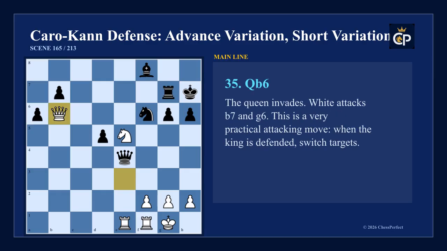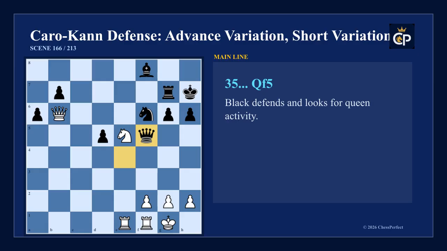Queen b6. The queen invades. White attacks b7 and g6. This is a very practical attacking move. When the king is defended, switch targets. Queen f5. Black defends and looks for queen activity.